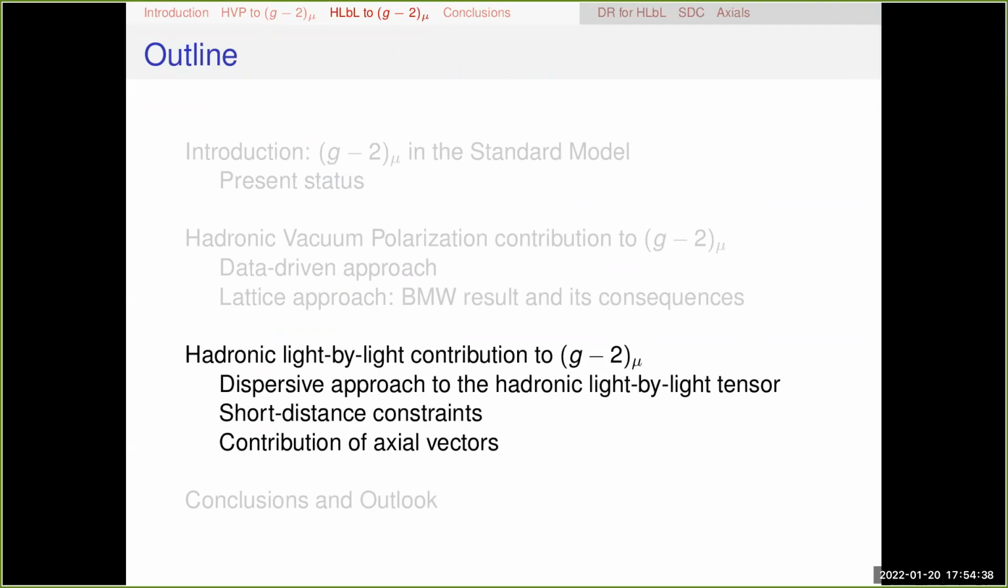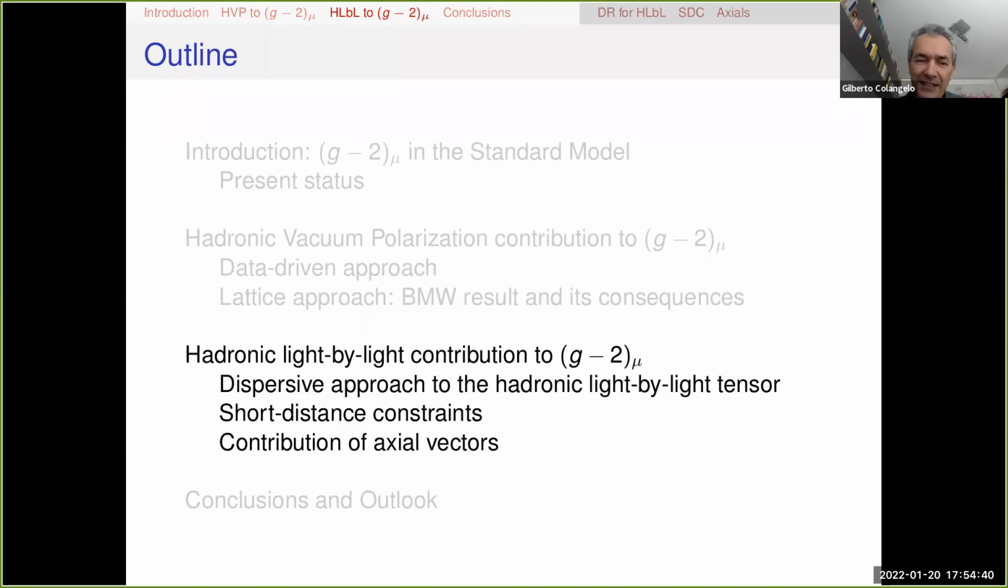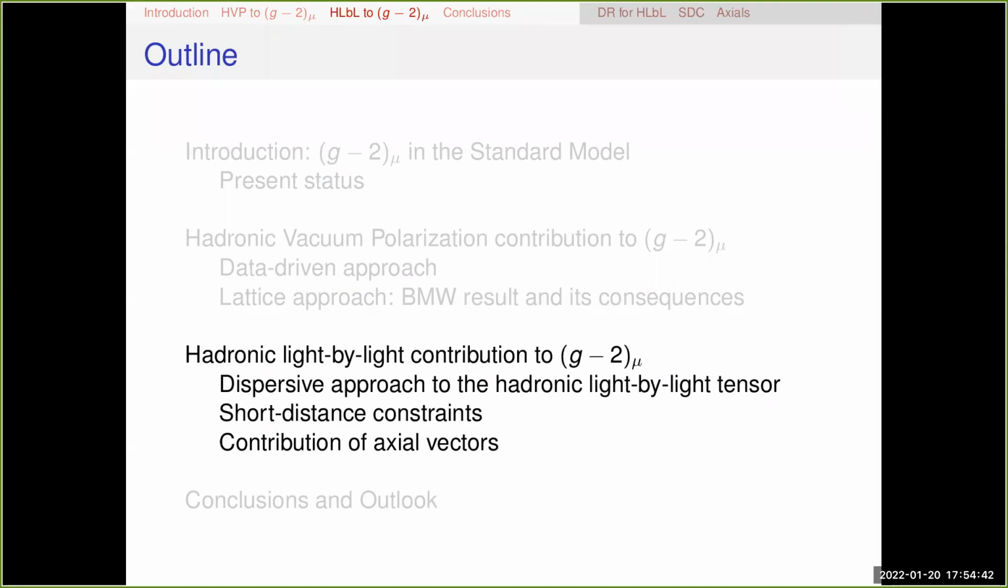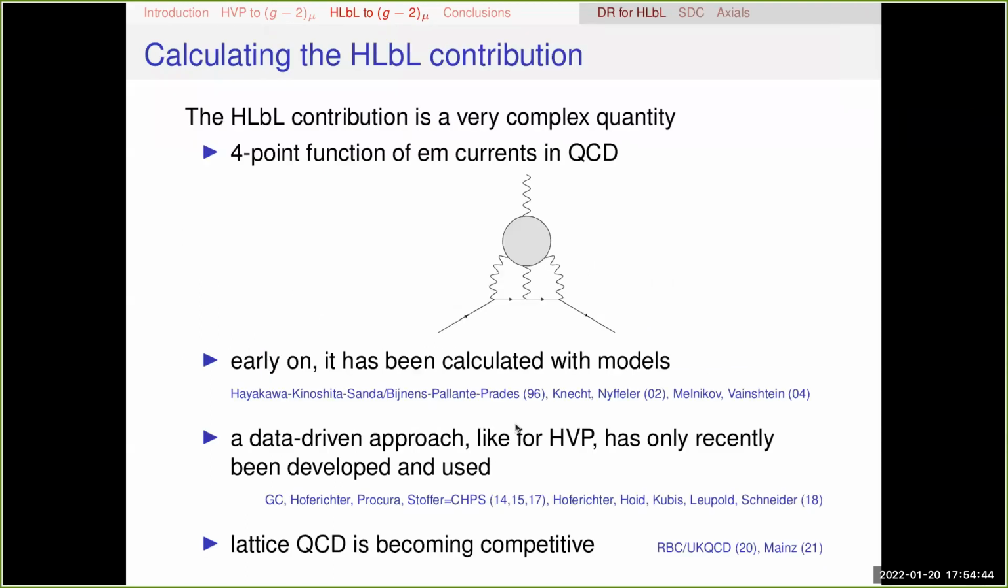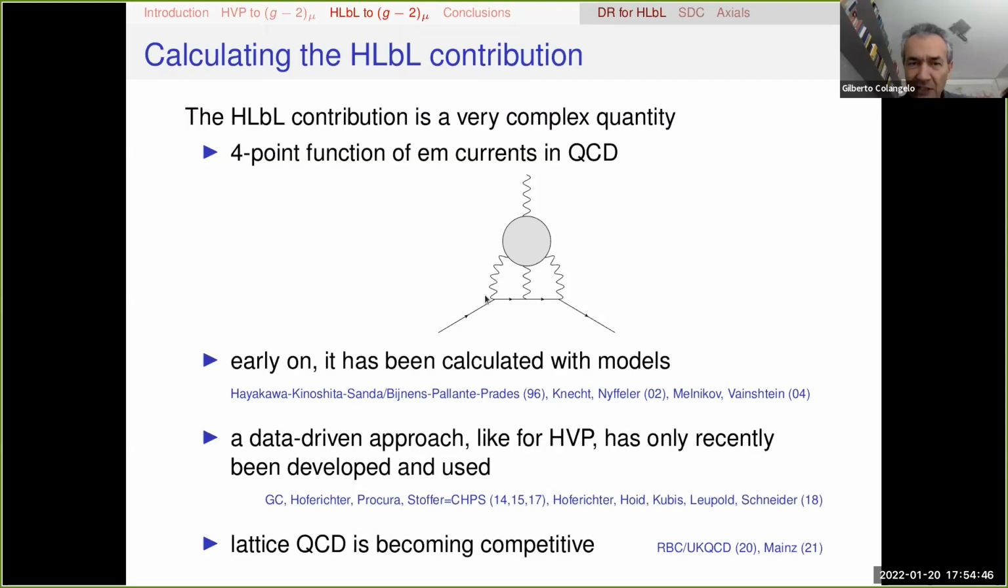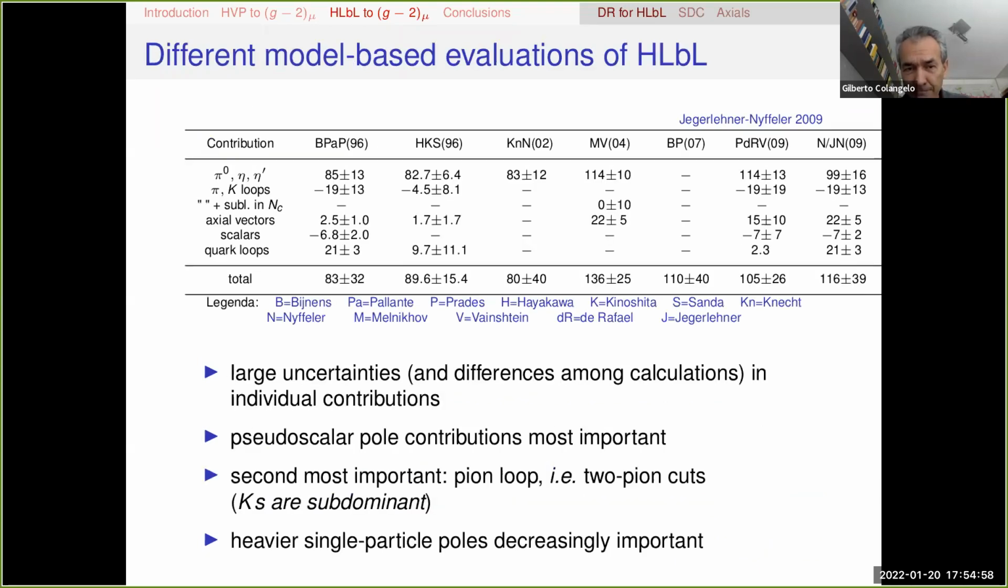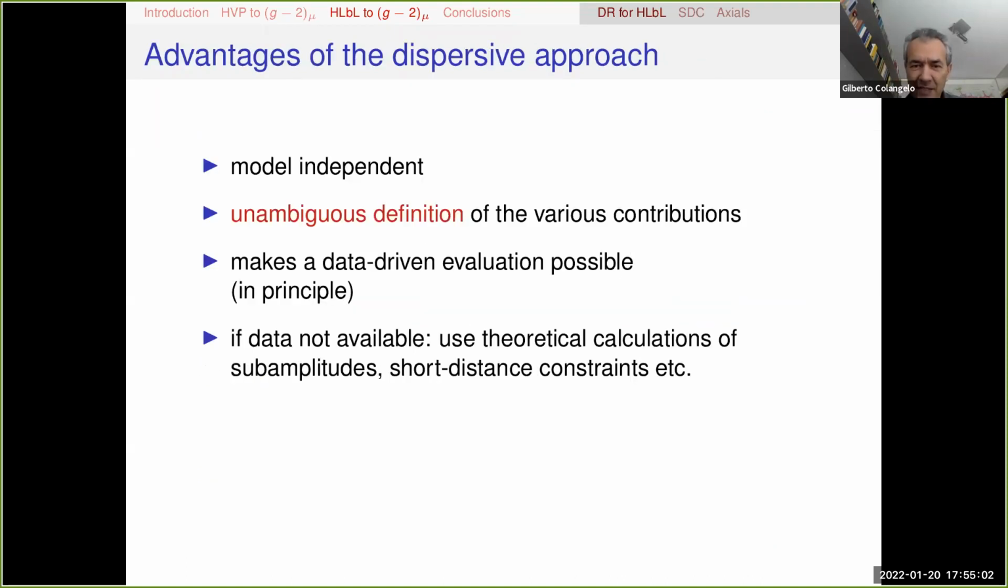Yeah, sure. Let me discuss a bit quickly the hadronic light-by-light contribution. In this case, you have the 4-point function of the electromagnetic currents in QCD, calculated until some years ago only with models, but then a data-driven approach has been developed and used. Let me skip this part and come to the dispersive approach.